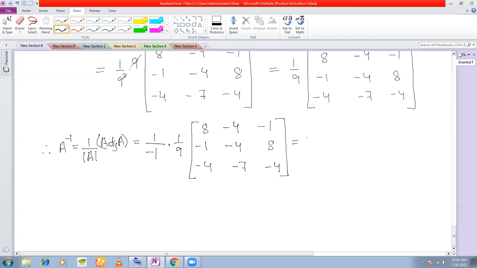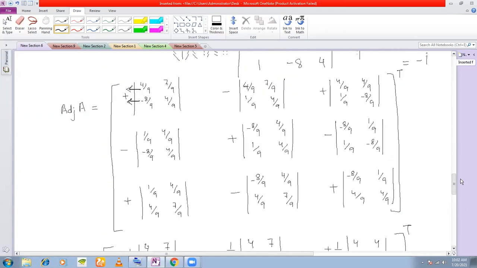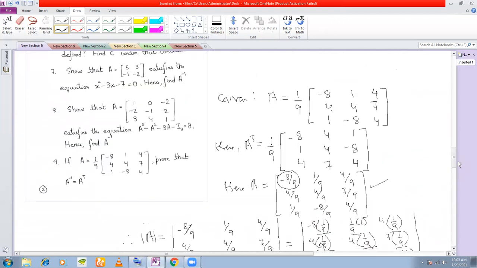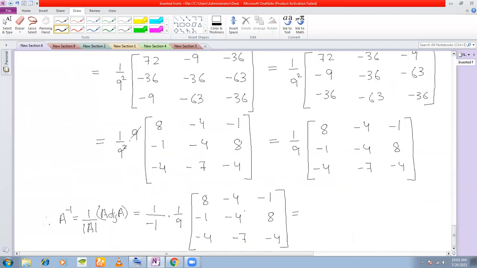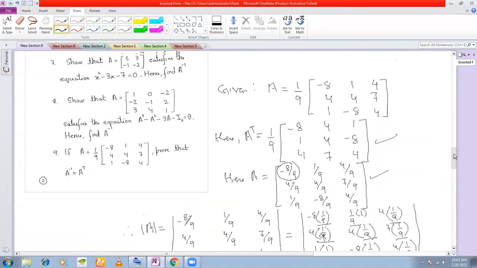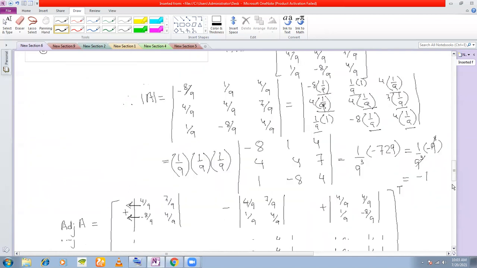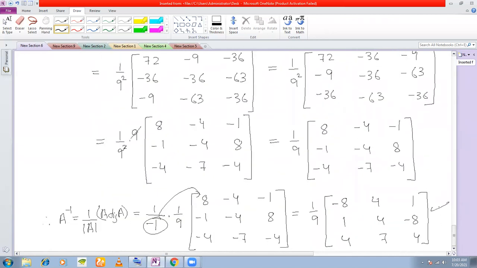So we ultimately get here. What was A transpose here? A transpose here we had got as this, right? 1 by 9 times this matrix. Here you have a negative sign, so you take this negative sign inside this matrix. So you get 1 by 9 times -8, 4, 1, 1, 4, -8, 4, 7, 4. So now you see that A transpose here is equal to my A inverse here.